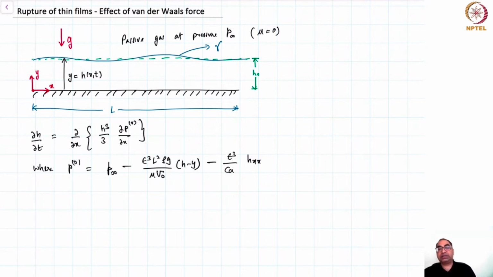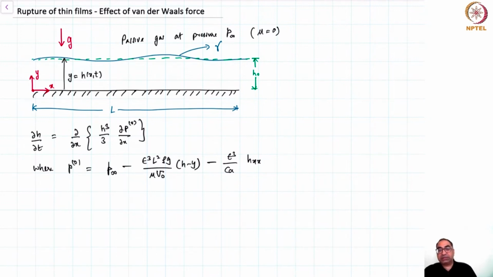So in the discussion that we have achieved so far, there is no mechanism to cause a rupture of the thin film. That is exactly what we are going to rectify in this lecture. We will be introducing a new force which causes rupture. This is a non-hydrodynamic force called the van der Waals force.